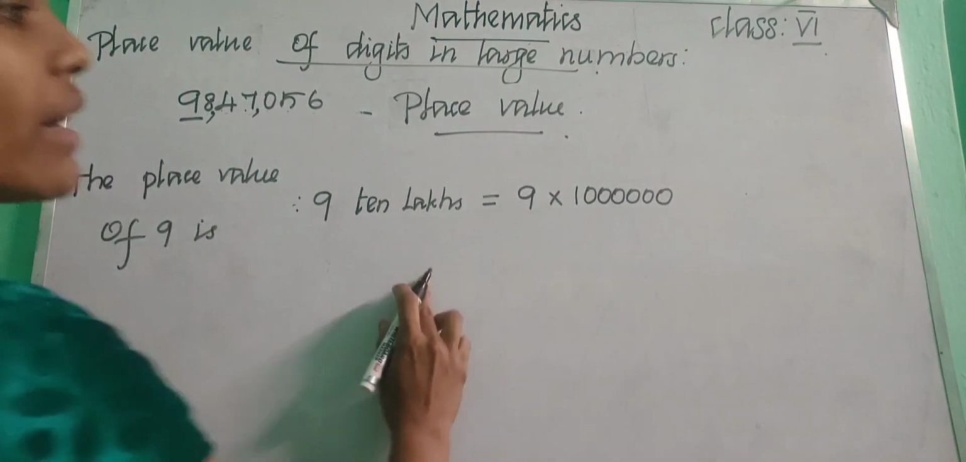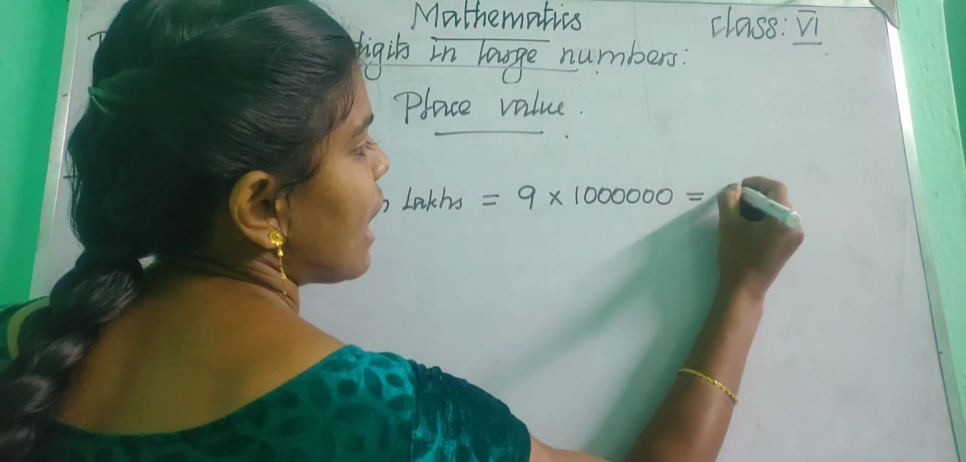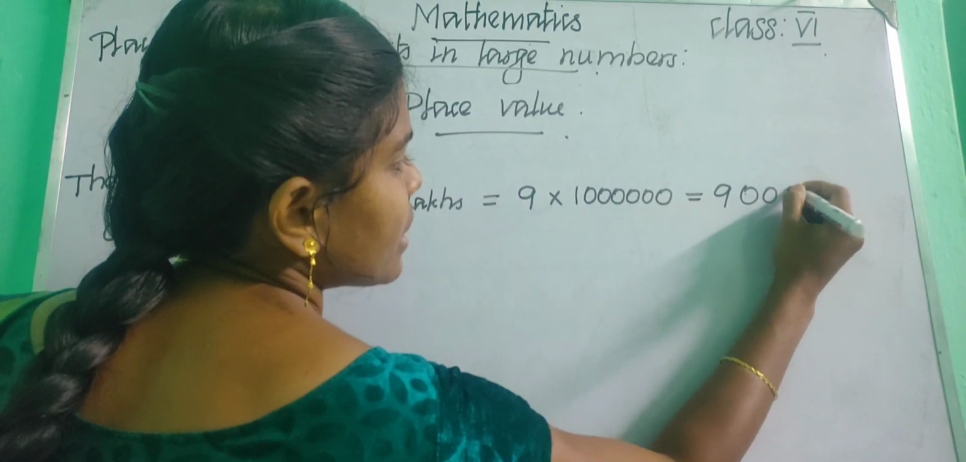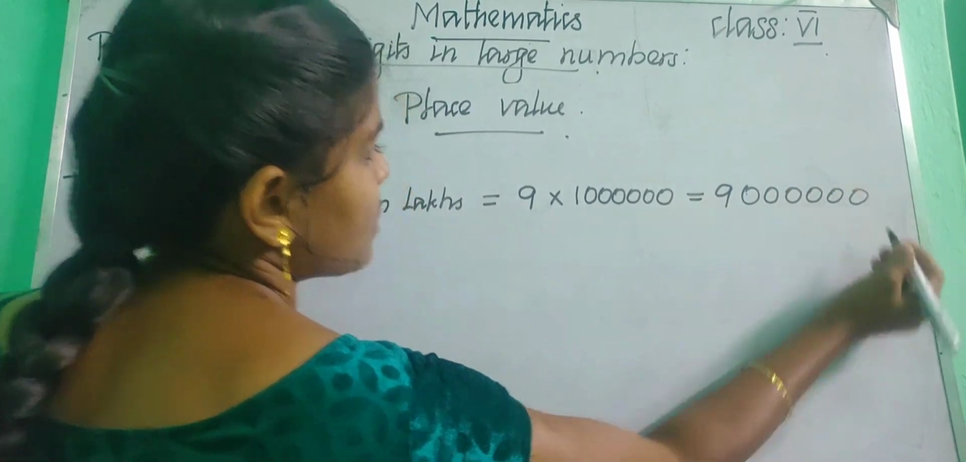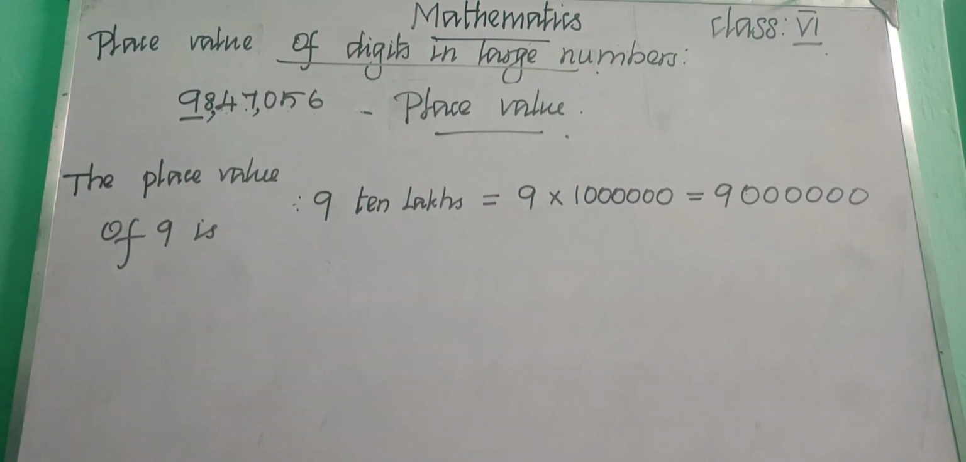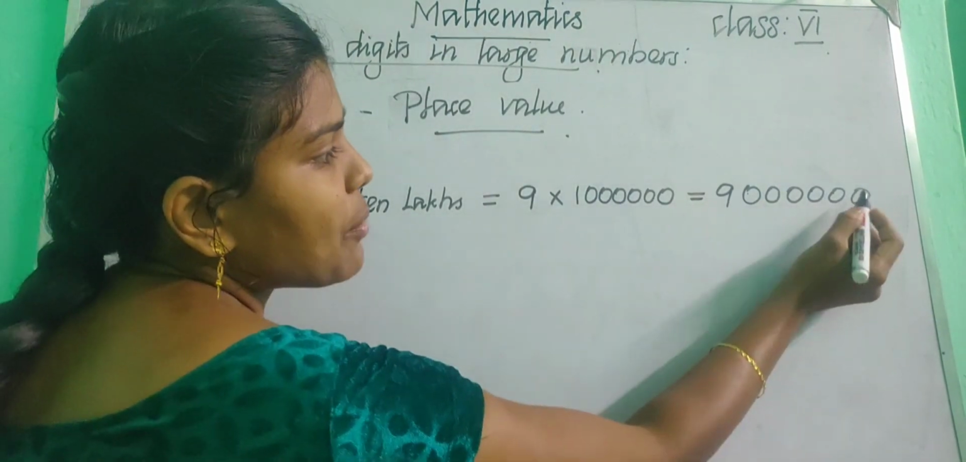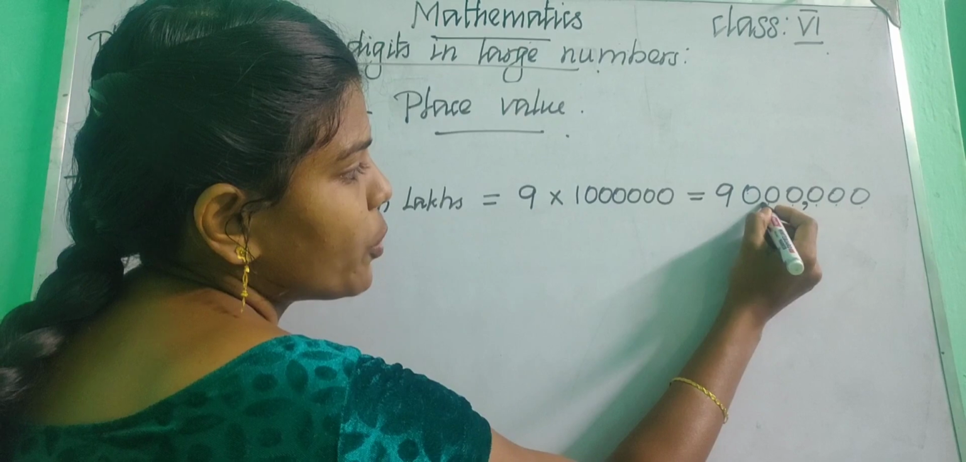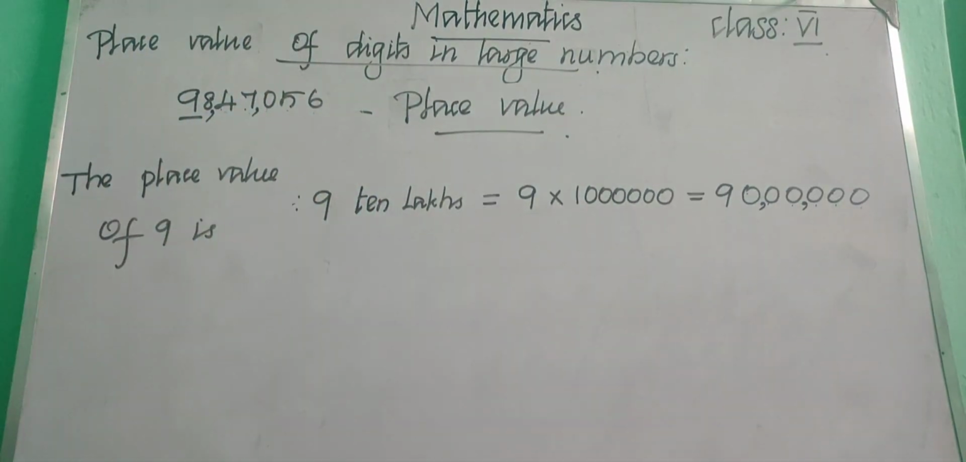Now we can write the answer very easily, right? So 9 and then put 1, 2, 3, 4, 5, 6, 6 zeros. And then insert the comma: 1, 2, 3, put a comma. And then again 1, 2, put a comma. So the answer is 90 lakhs. It is the place value of that 9. Is it clear? So very easy, right?